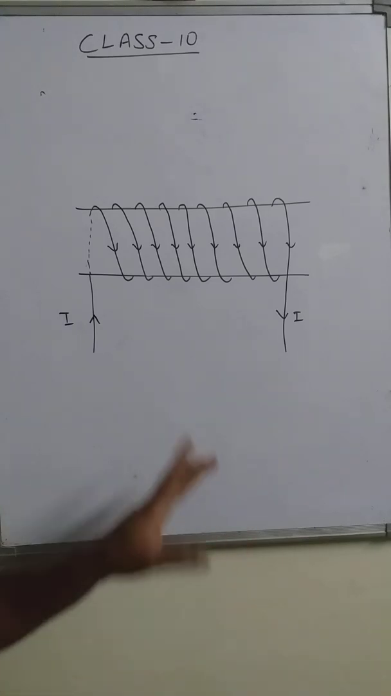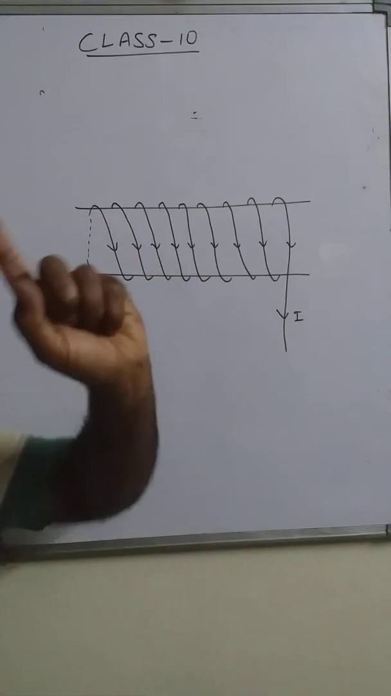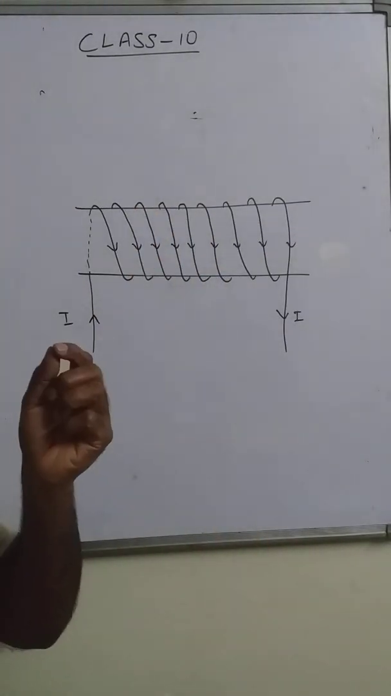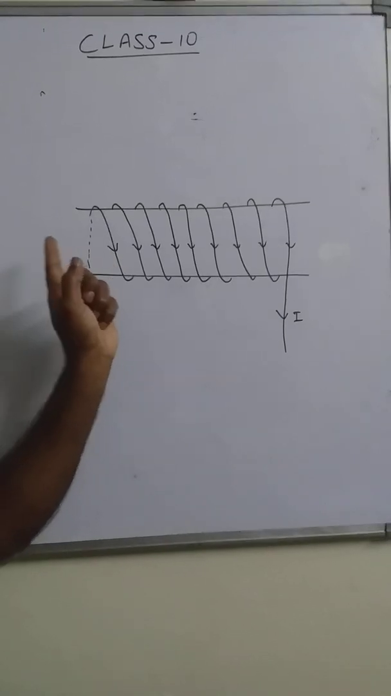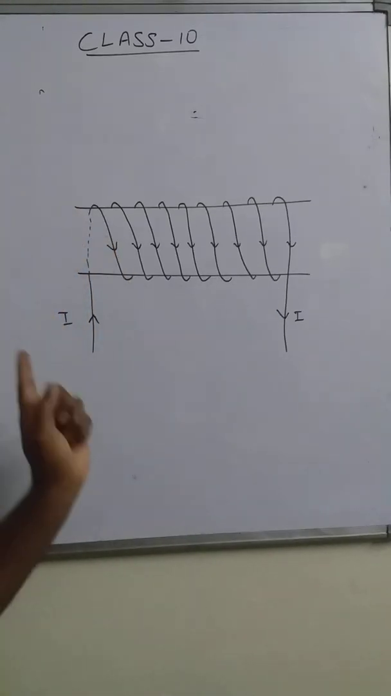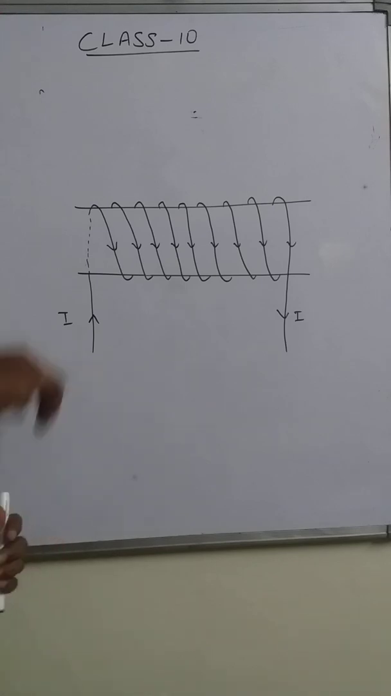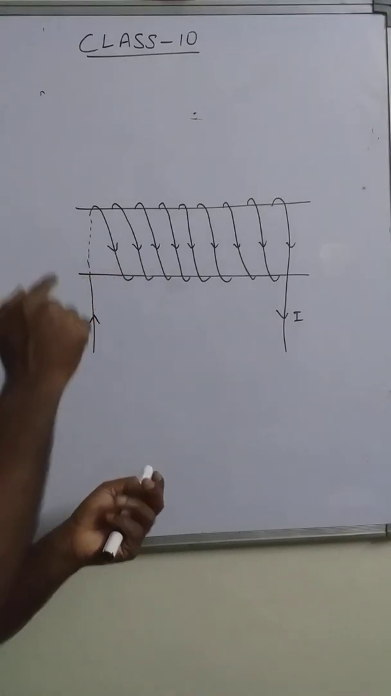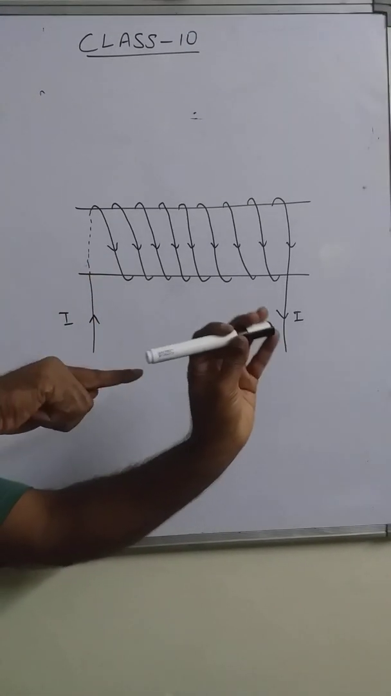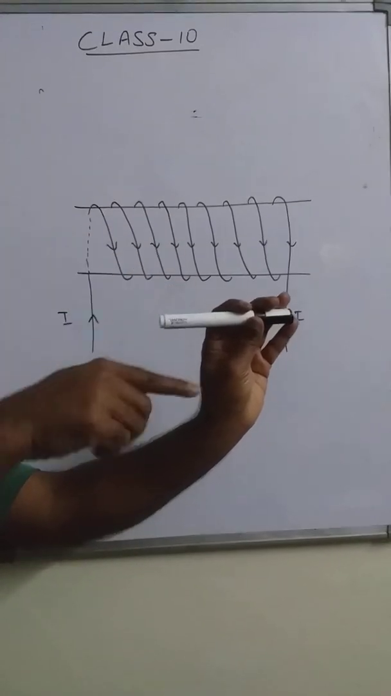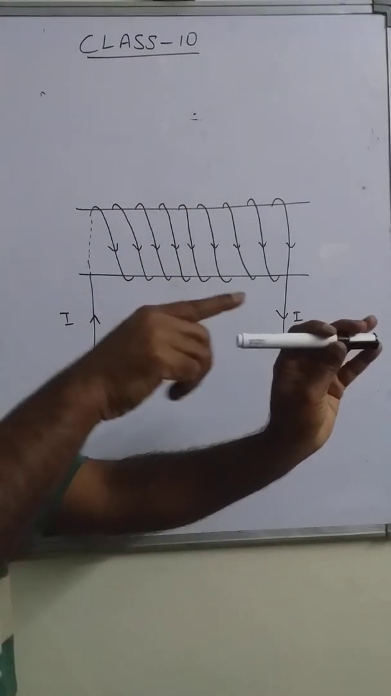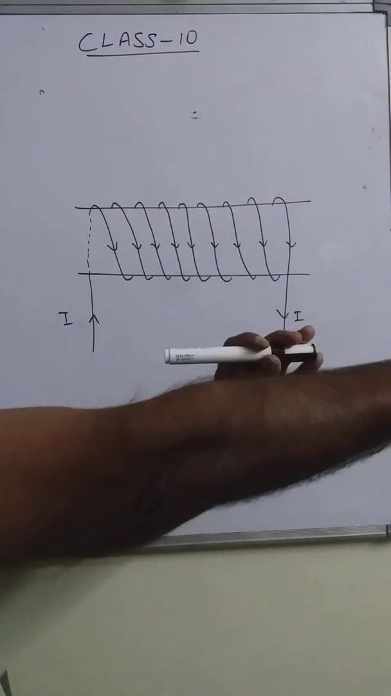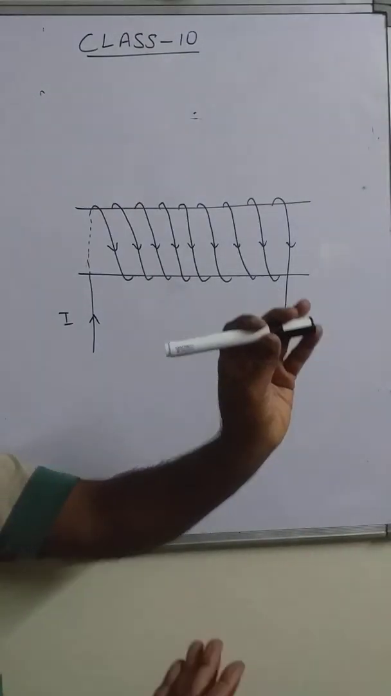For this, we assume the whole solenoid with a number of turns, and I consider the first turn, the turn which is at one extreme end. If I take this turn from this side, in this turn the current is flowing in the clockwise direction. For me, it is clockwise. If you see from the other side, it will be anti-clockwise.